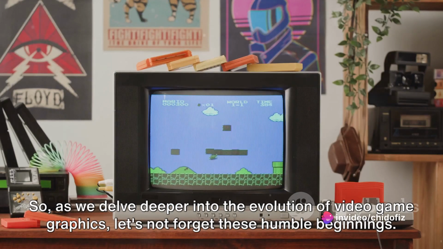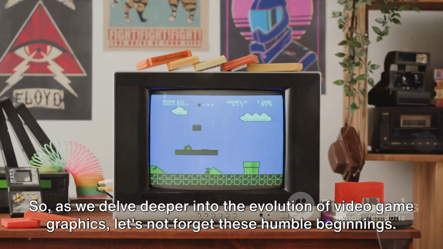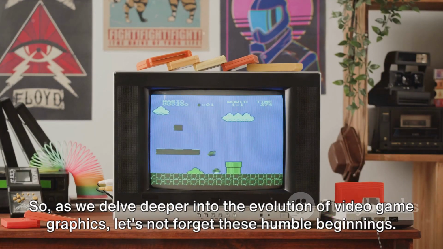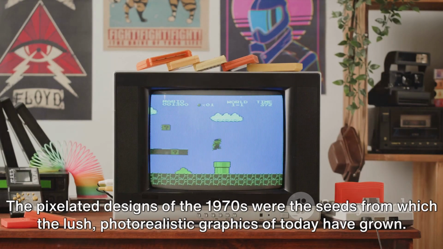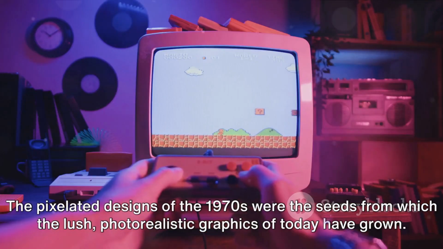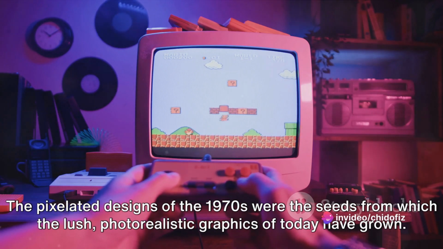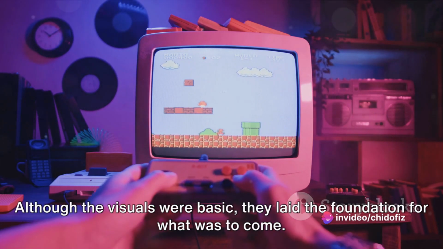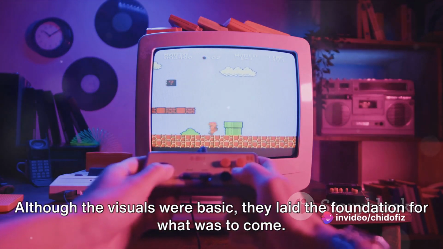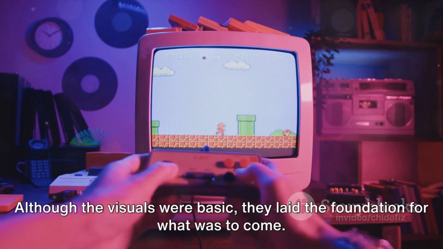So, as we delve deeper into the evolution of video game graphics, let's not forget these humble beginnings. The pixelated designs of the 1970s were the seeds from which the lush, photorealistic graphics of today have grown. Although the visuals were basic, they laid the foundation for what was to come.